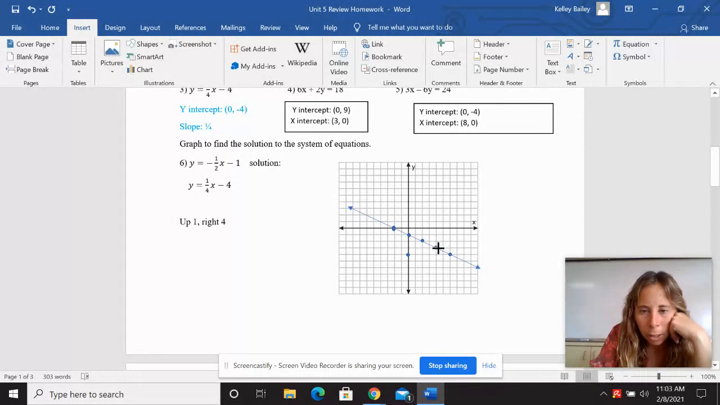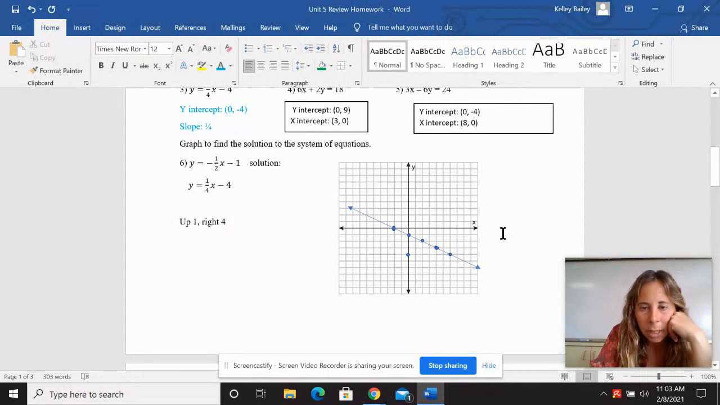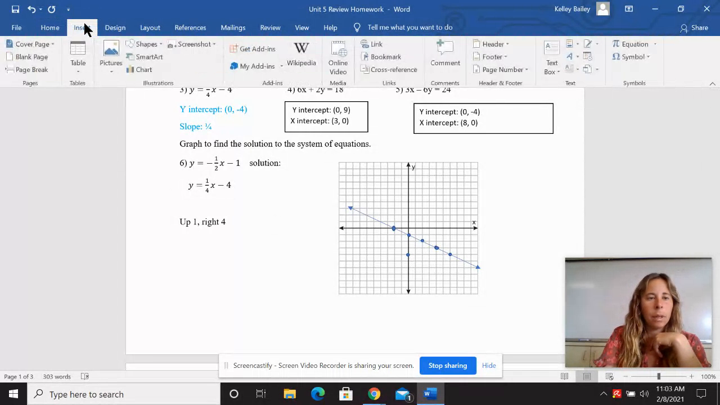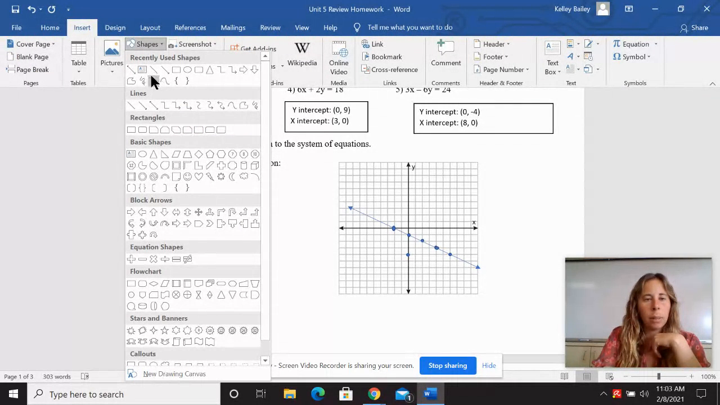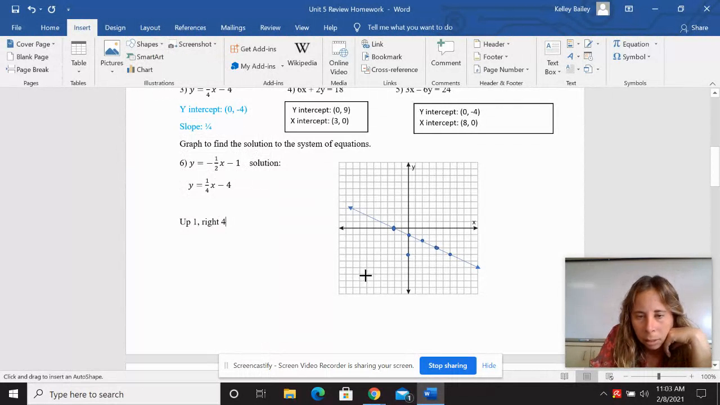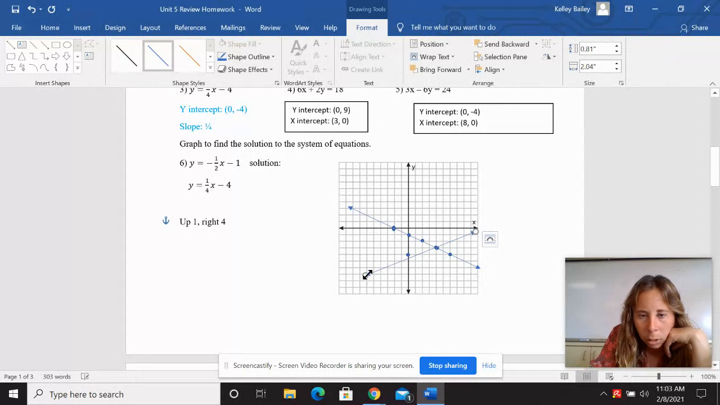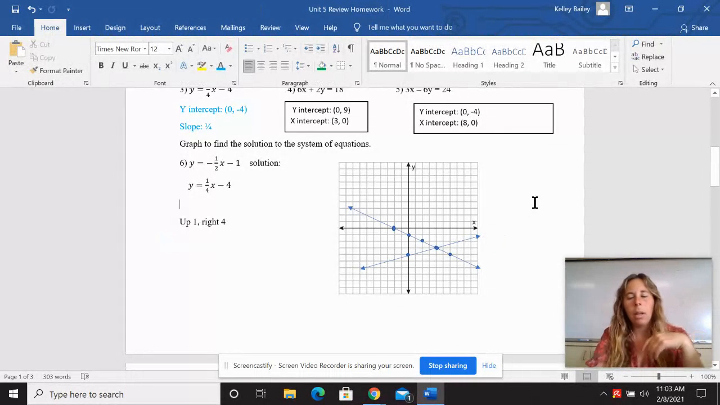Okay, well, they're already going to share this point, so we can kind of stop there. But you could keep going. Up 1 to the right 4, up 1 to the right 4. You could go the other way. Down 1, left 4. All right? Let me get up my line. See if I can make these. Hold on. There we go. Okay.